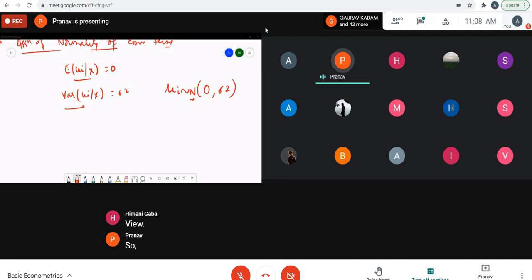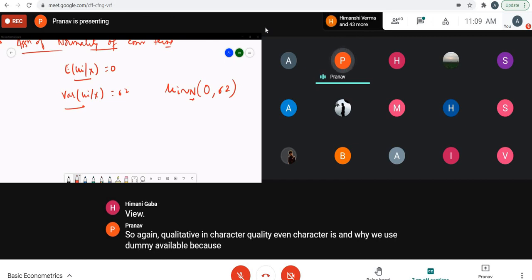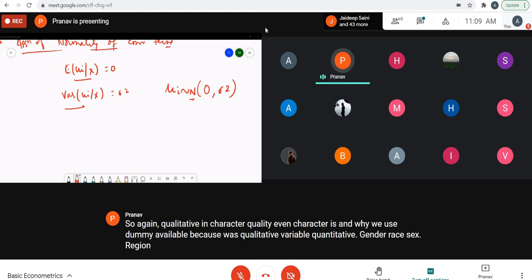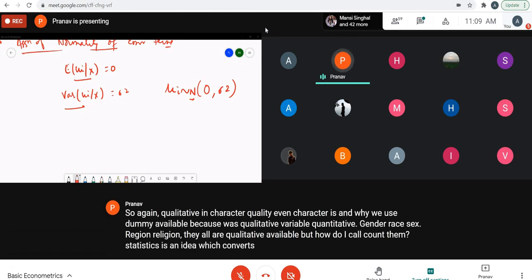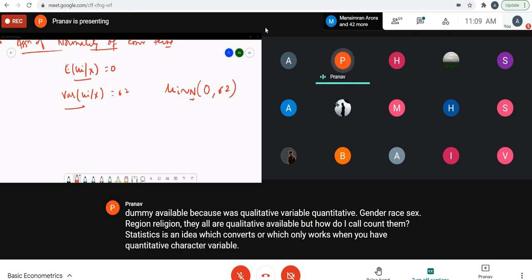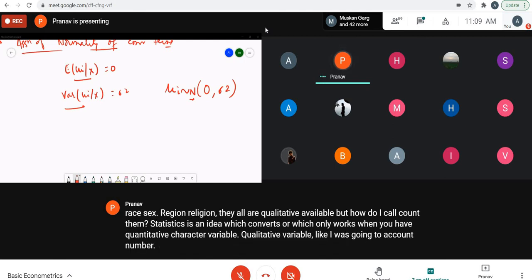So अगर आपका मान लीजिए कोई variable है जो कि qualitative in character है, and why do we use dummy variable? Because उस qualitative variable को मैं quantitative में बनाना चाहता हूं. Gender, race, sex, region, religion, they all are qualitative variables, but how do I count them? Statistics is an idea which only works when you have a quantitative character variable. पर जहां पे qualitative variable आएगा उसको मैं count कैसे करूं, उसको मैं नंबर कैसे provide करूं? That's why dummy variables are used. Otherwise, the concept remains the same.